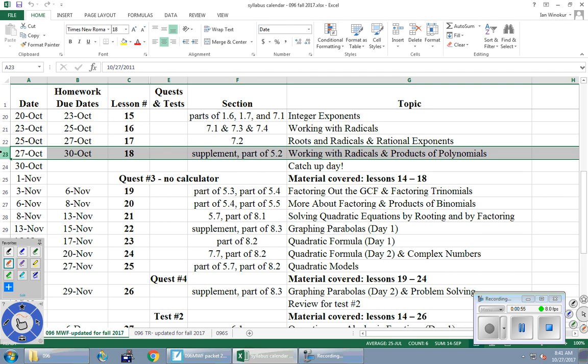Nothing new. Coming up on Wednesday is quest number 3. It is our only non-calculator quest or test of the whole semester. It covers lessons 14 through 18, which ends today, okay? So once we finish today, that's the end of the material for the quest. Any questions on any of that? Okay, yes.